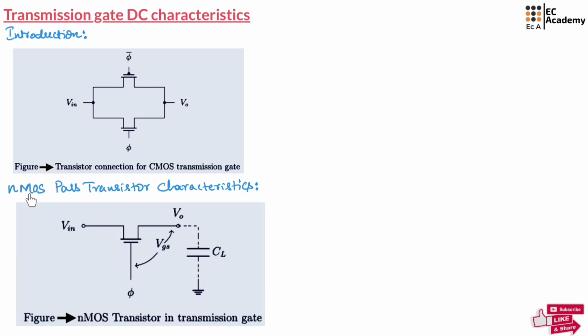Now let us understand NMOS pass transistor characteristics. To understand the pass transistor characteristics, let us consider an NMOS transistor in transmission gate. The behavior of NMOS transistor can be analyzed based on the input logic Vin when it is having the value VDD as well as 0. Now let us consider the first case where it is transmitting logic 1 when input is VDD.